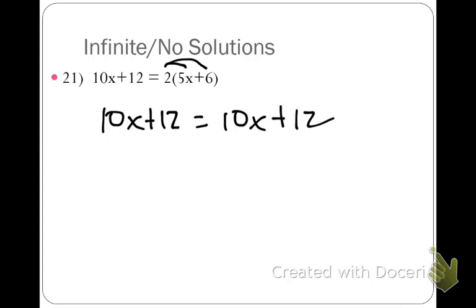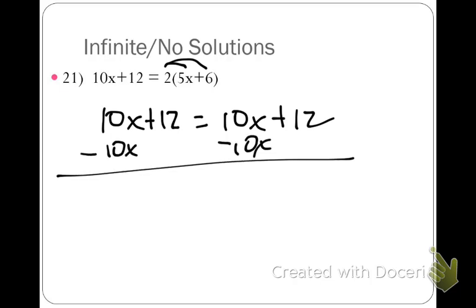Now, our variables need to be on one side of the equation. So subtract 10x from both sides. You get 0x. Right. 0 there. It's enough, Jaden. And we get 0 there. So you get 12 equals 12.